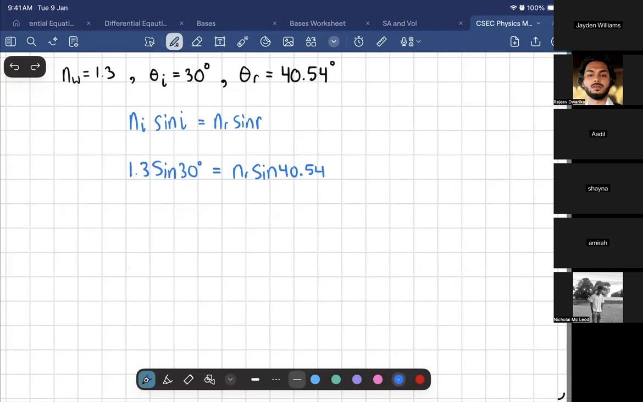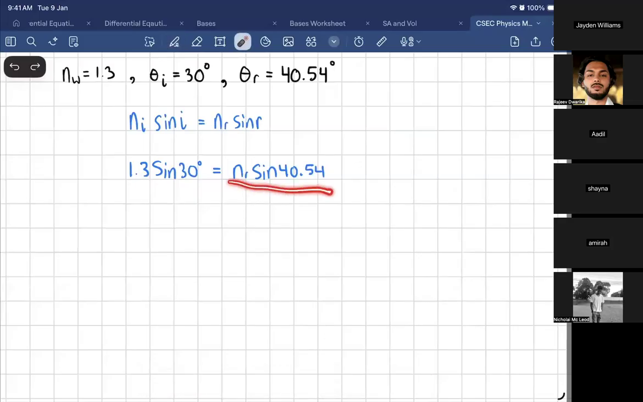So put it on the left-hand side. It's not as simple. If you're trying to make something the subject of the formula, then you want it to be the only thing on that side. Right now, NR is on the right-hand side, but you want it to be the only thing there. Is it the only thing on the right-hand side? No. There's also sine 40.54, and N is being multiplied by that.